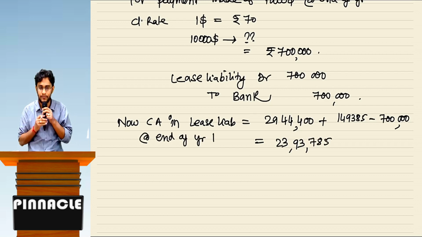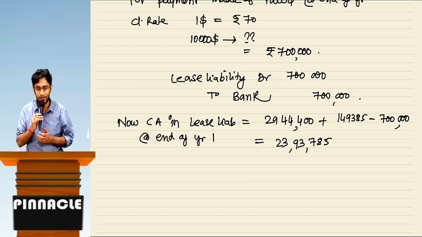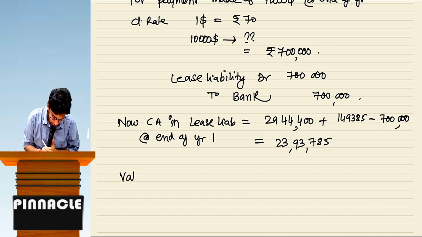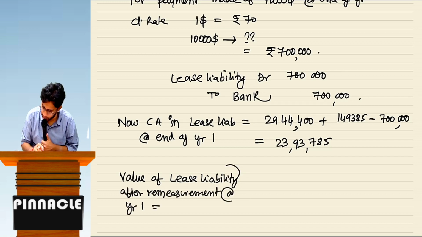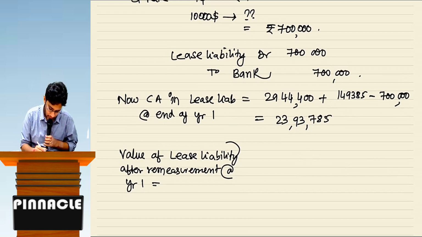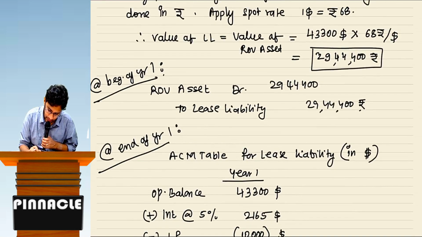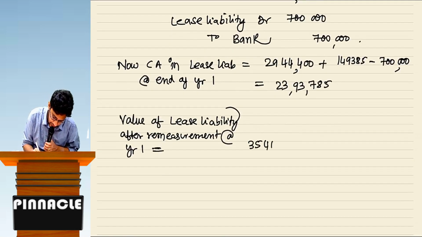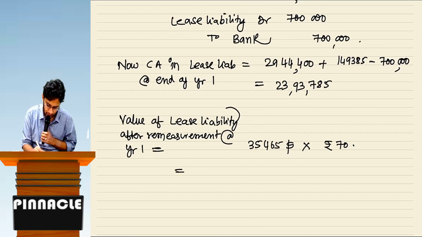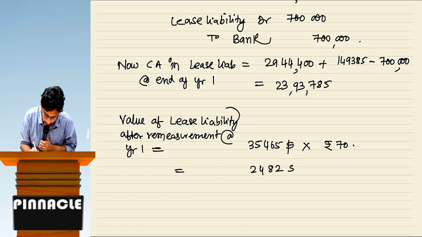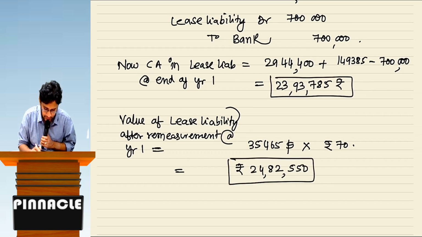But what you want is not this. What you want is to remeasure the liability at the closing exchange rate. Value of lease liability after remeasurement at year 1 is equal to, what is the closing balance according to the foreign currency balance? $35,465 into 70 rupees, which is 24 lakh 82,550. That means your book value, which is presently this, has to be updated to this.